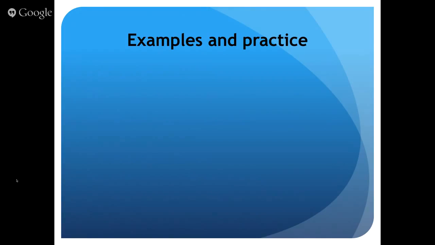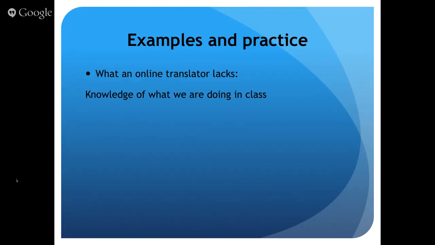I think that one of the topics that must be addressed in studying a language in the 21st century is the use of online translators. They're so prevalent and they're readily available, but it's important to realize what it is that they lack. For one thing, they lack knowledge of what we are doing in our class. Only you, as a student in my course, know what we are doing.